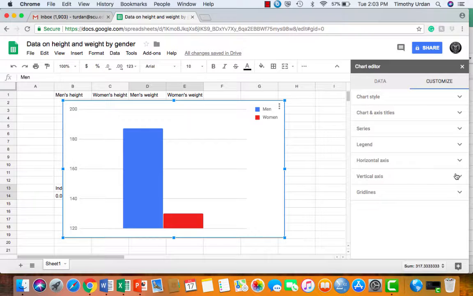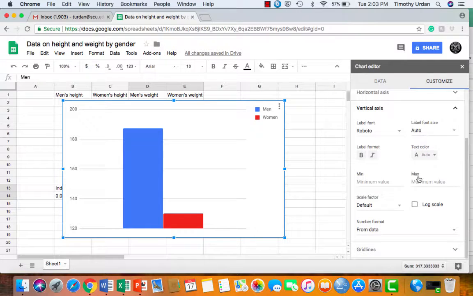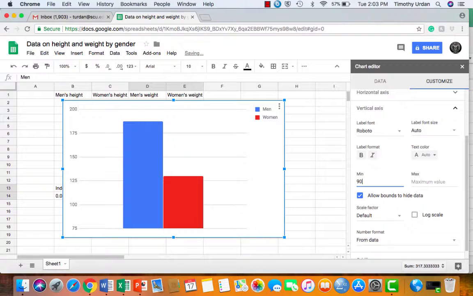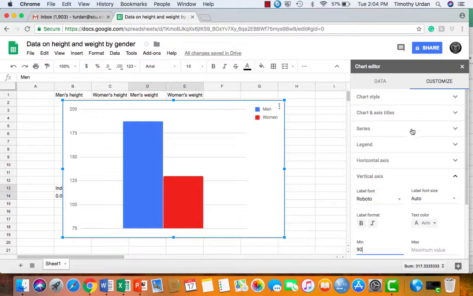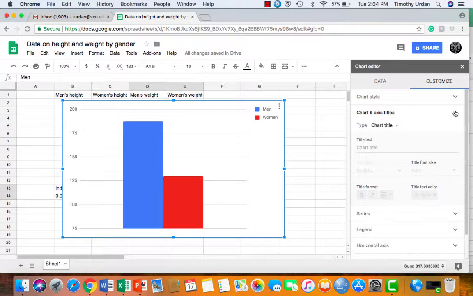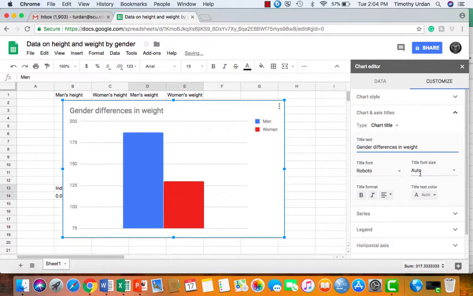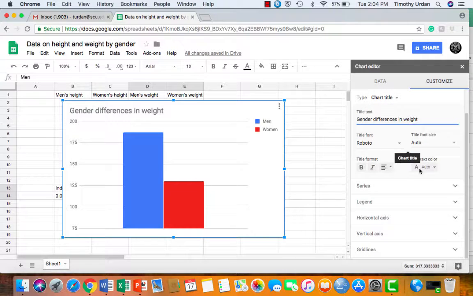Let's see, that's my vertical axis. I'm going to make my minimum value a little bit less than 120. Let's make it 90 pounds. And see, that makes the graph look a little bit nicer. So we'll do that. Maybe give my chart a title. Gender differences in weight. And it shows up there like that.